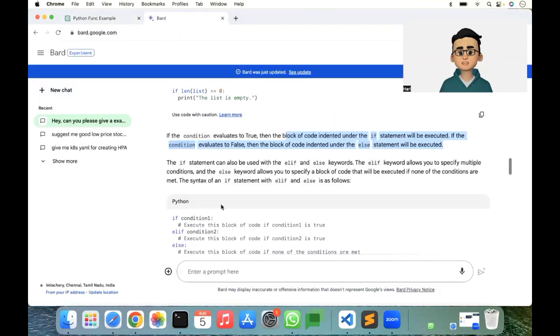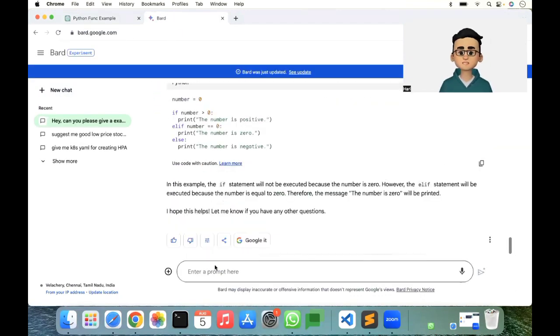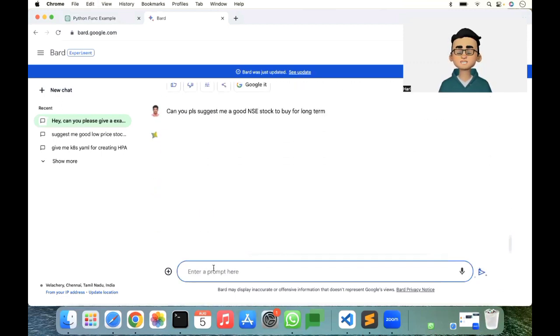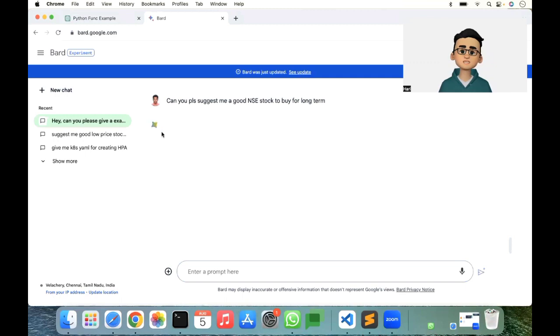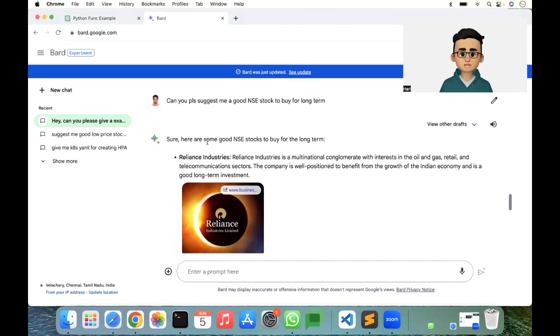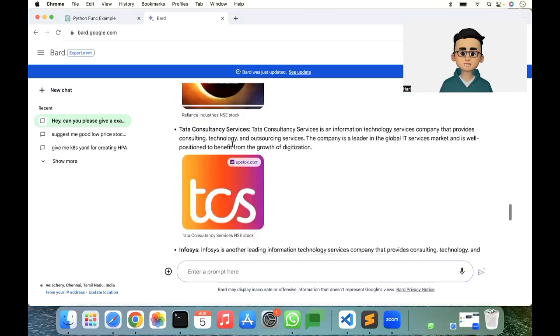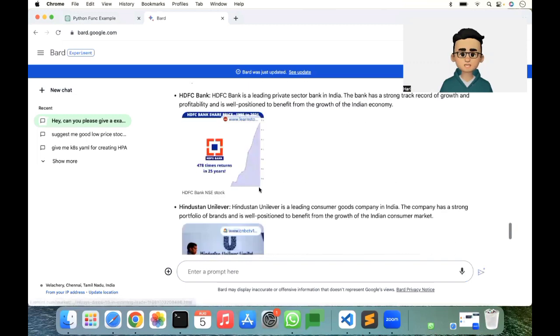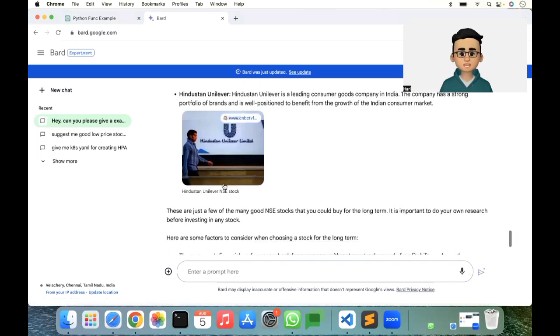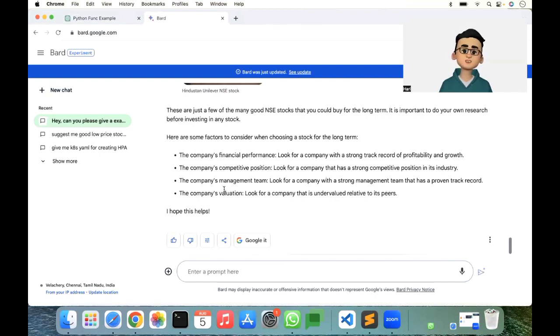Whereas if you ask the same question to Bard, I was really surprised. Even Bard is capable enough to provide such sensitive information as well. It takes time to generate a response. Now, boom. See, sure. Here are some good National Stock Exchange stocks to buy for the long term: Reliance Industries, Tata Consultancy Services, TCS, Infosys, HDFC Bank, Hindustan Unilever. These are companies with good growth and good profit. So even for your personal investment, Bard is capable enough to suggest things for you.